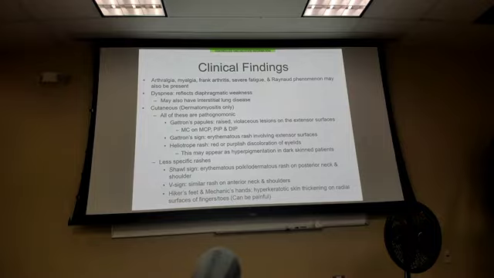Less specific rashes: you can also have a shawl sign, a V sign, and hikers' feet or mechanic's hands. The shawl sign, like they have a shawl on, is on the posterior neck and shoulder. The V sign is that rash on the anterior neck and shoulder. And then you have hyperkeratotic skin thickening on the radial surfaces of the fingers and toes. It can hurt, but look at those pictures.